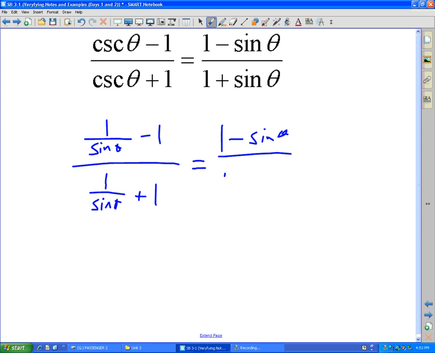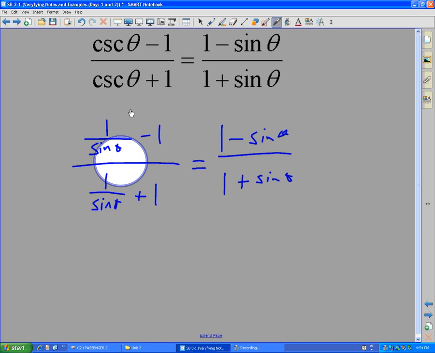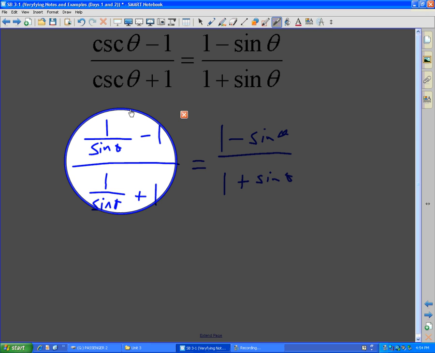Now, we're still not looking exactly like we want to finish with, but we're getting closer, and I couldn't leave this side like it is anyway. This is no bueno. We have what we call complex fractions, a fraction within a fraction. We couldn't leave it in that format anyway.